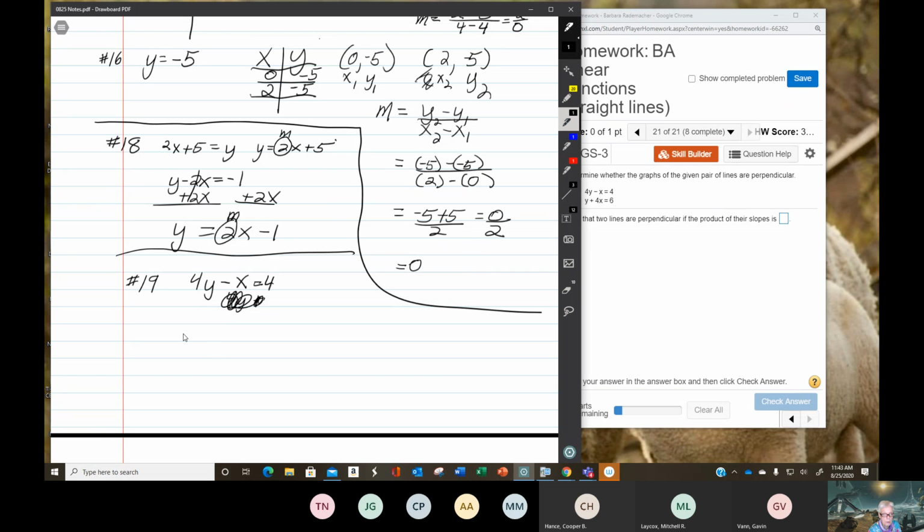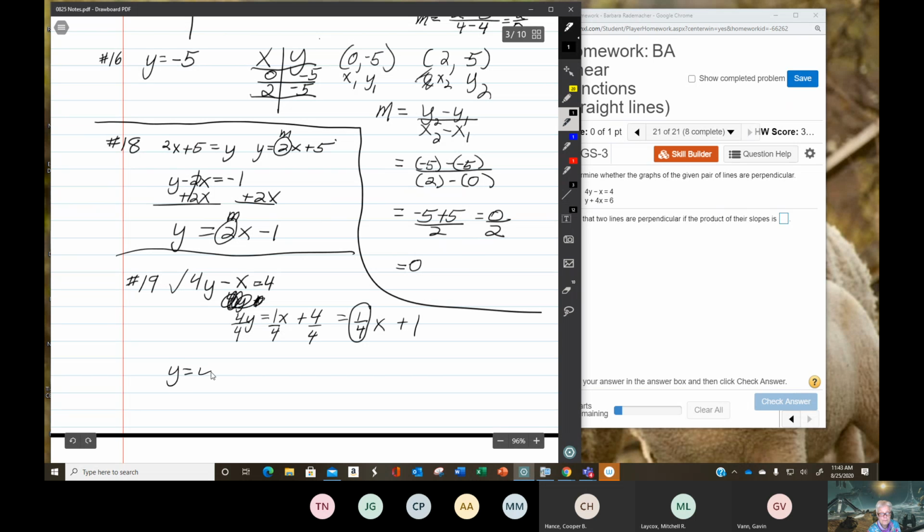I'm going to add x over to one side. 4y equals x plus 4. There's a 1 there in front of the x, an invisible 1. So when you divide by 4, what you get is 1/4 x plus 1. So the slope is 1/4 of this line. Now check the other line.